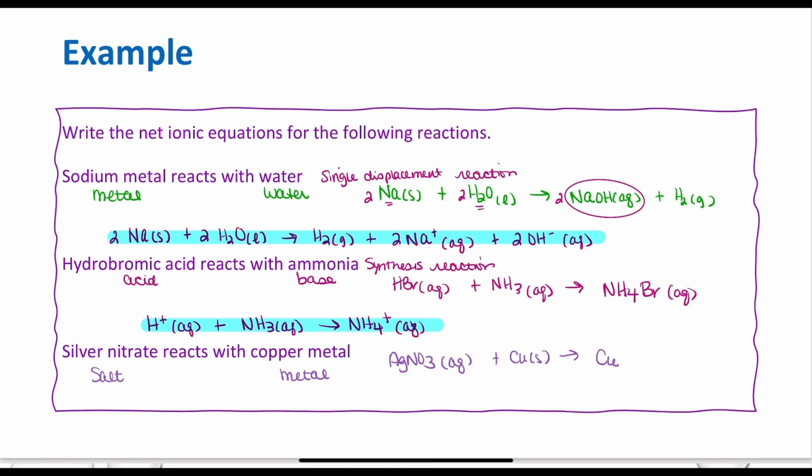forming most likely copper 2 nitrate, truthfully. Copper 1 nitrate is not as common. And silver solid. And if I balance this out, I get a 2 there and a 2 there. This is a single displacement reaction.